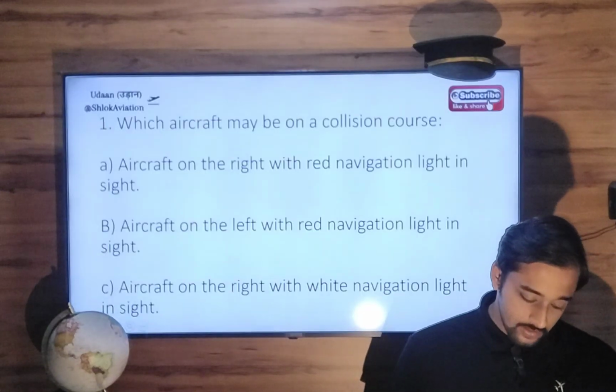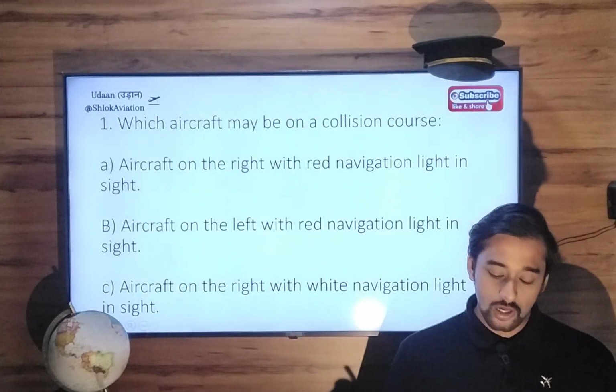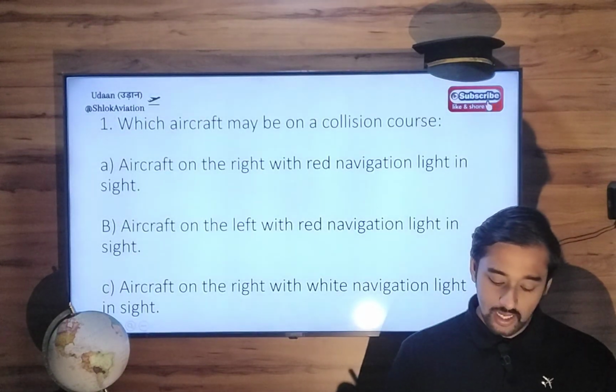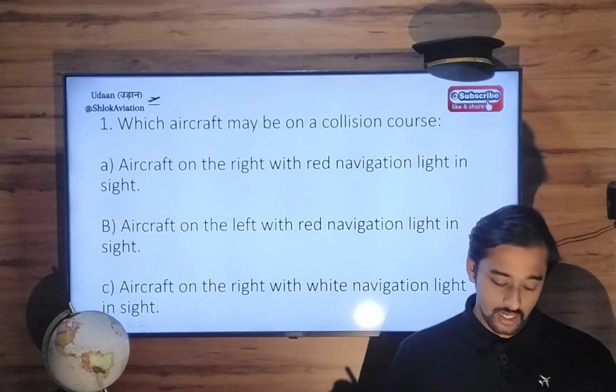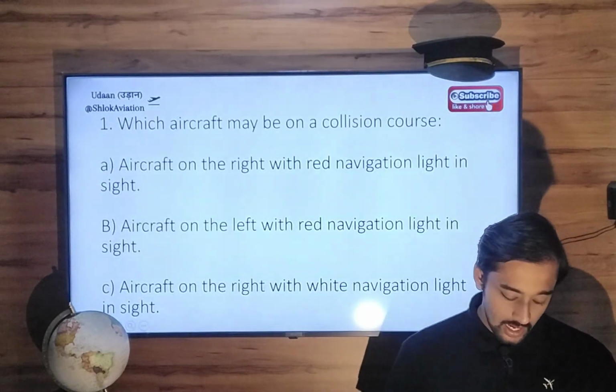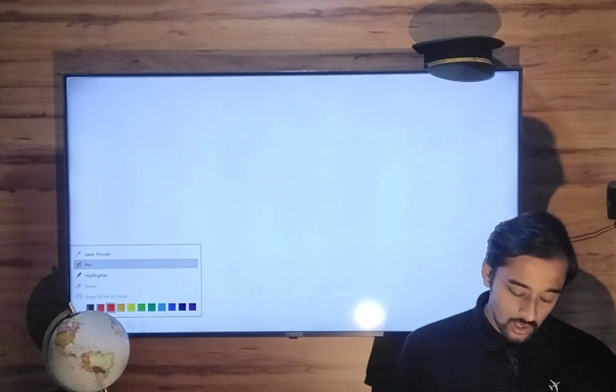So question number 1. Which aircraft may be on a collision course? Aircraft on the right with red light inside. Aircraft on the left with red navigation light inside. Aircraft on the right with white navigation light inside. Let's solve this. Let's draw the diagram.